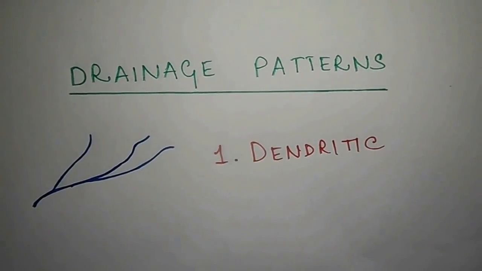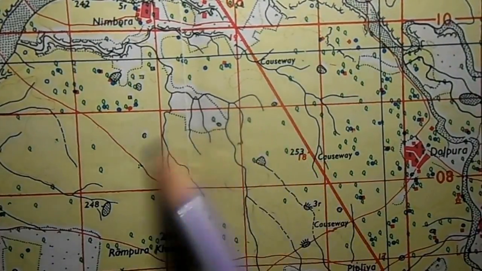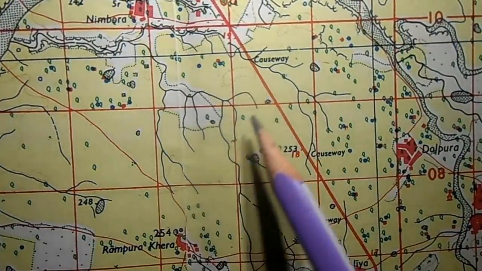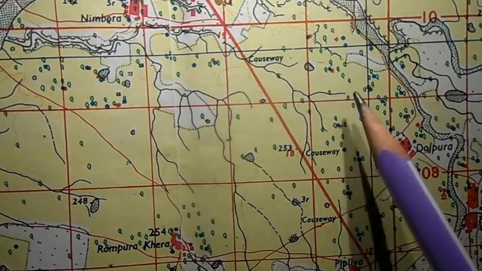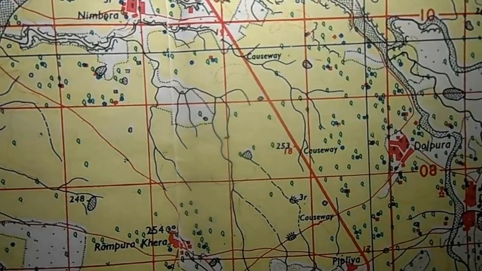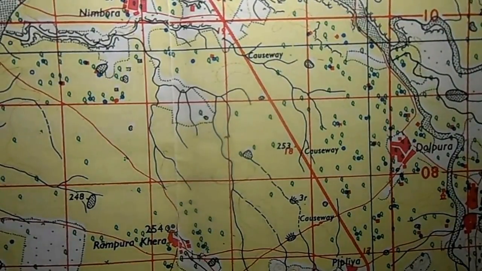Let's show you an example on a topographical map also. You can see around here there are many branches and it looks like the veins of a leaf. So this is basically a dendritic drainage pattern over here. And this also you can call a dendritic drainage pattern. This is how you will identify a dendritic pattern. Now let's move on to the next one.